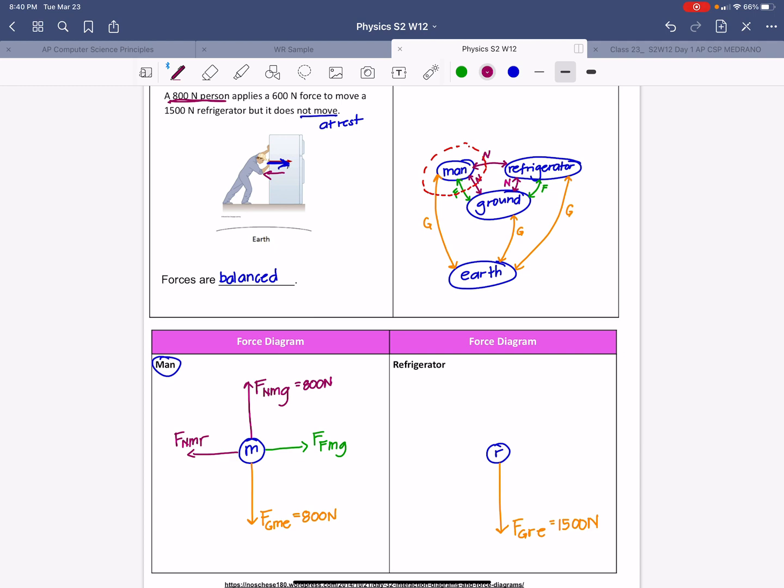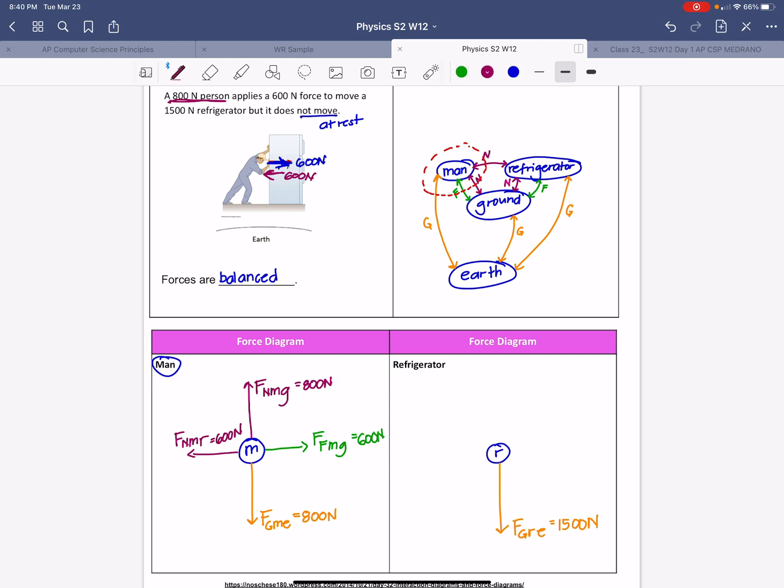And the man is pushing 600 newtons of force in this direction. So this is 600 newtons on the refrigerator. So that means that the refrigerator is pushing back with 600 newtons also. Okay, so this is 600 newtons. So then that means that the force of friction is going to be 600 newtons with the man.